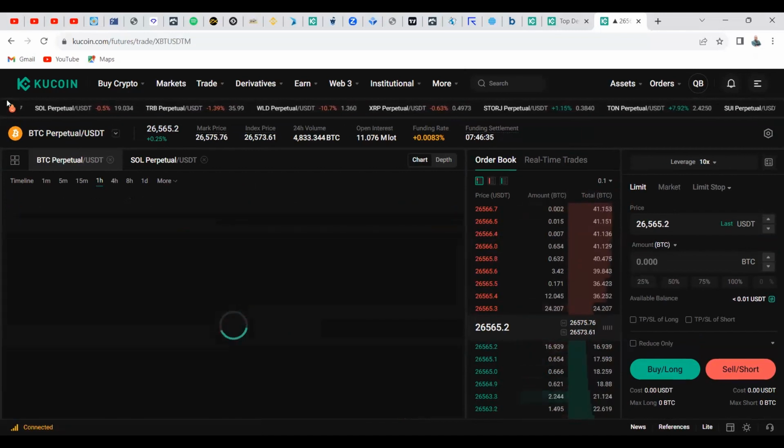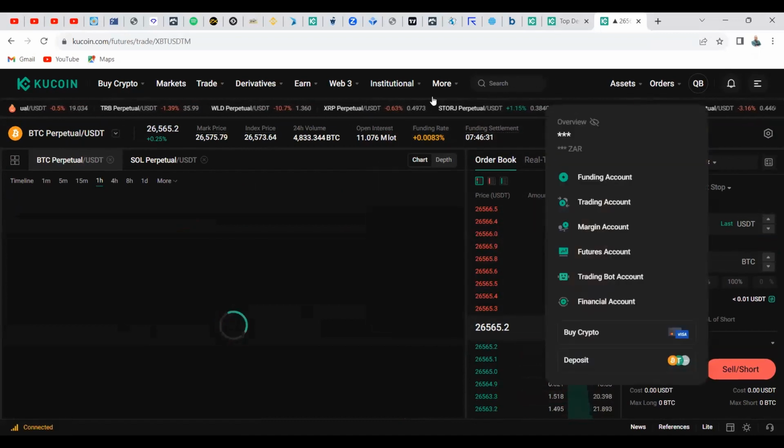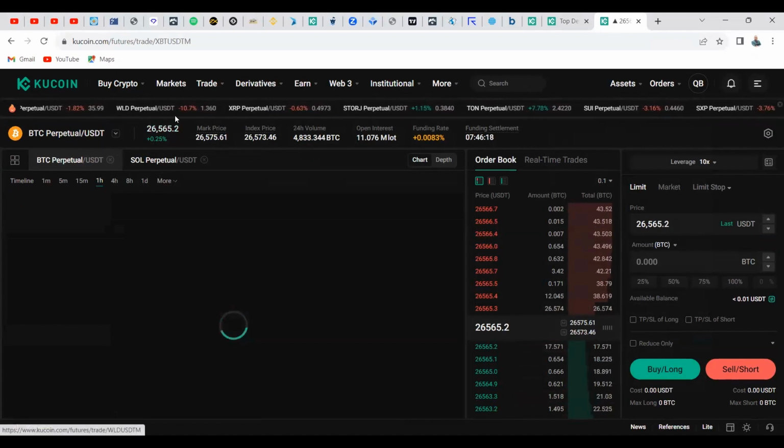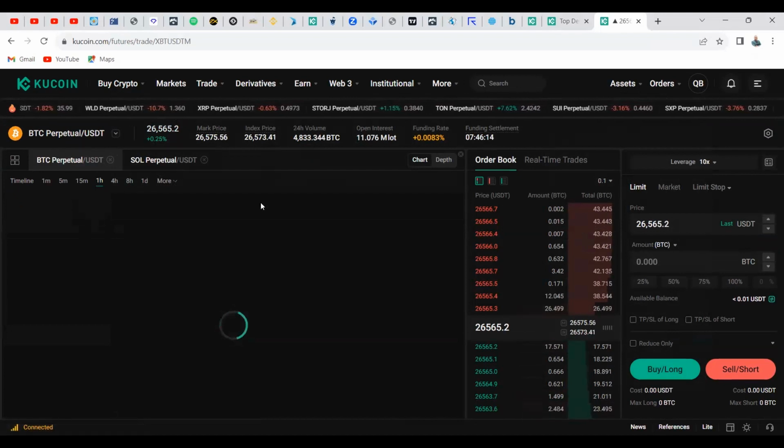Okay, now you can basically see that you have all of these options over here. So right over here, you've got all coins, and these are the most trending coins that you would have over there. And you can see they tell you what the price of WLD perpetual is. Now when you are trading futures, do note that you will be trading perpetual contracts. Okay, that is what you want to trade.